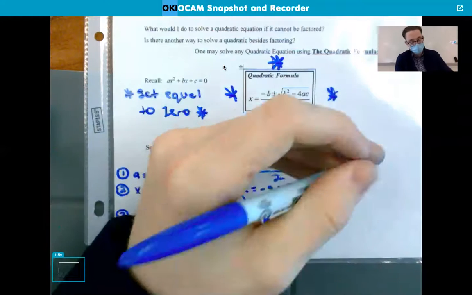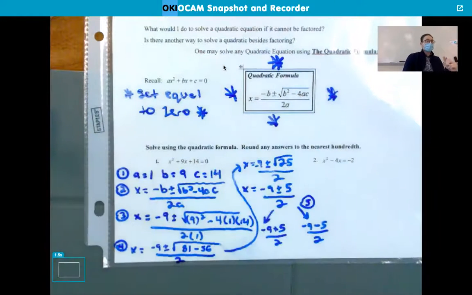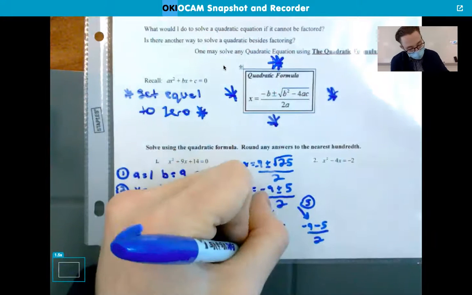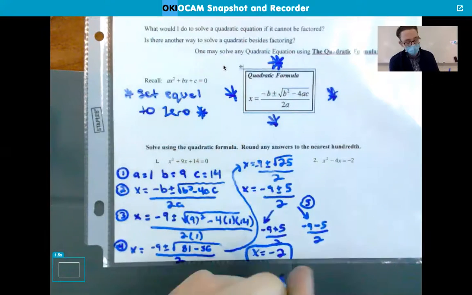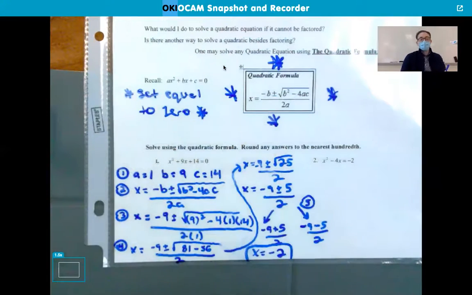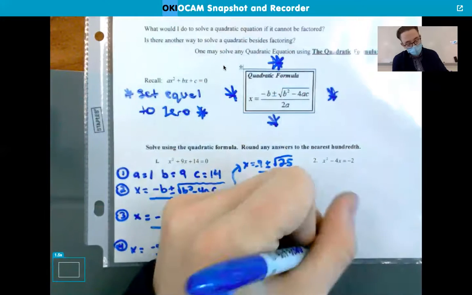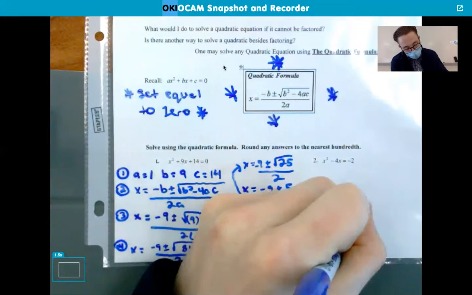Okay, in fact, I'll call this step 5. This is when you're breaking it apart and actually finding your solutions. Well, what's negative 9 plus 5? Negative 4. And what's negative 4 divided by 2? Negative 2. So x equals negative 2 is one of my solutions. What's negative 9 minus 5? Negative 14. And what's negative 14 divided by 2? Negative 7. Good. So x equals negative 7 is my other solution.